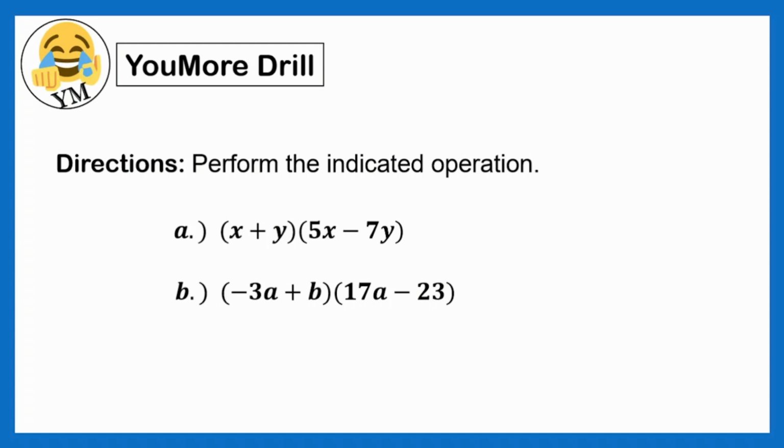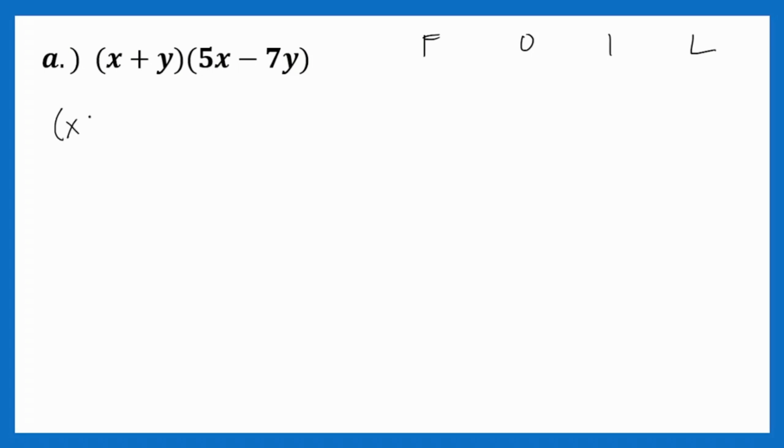Alright, time's up. So, let's answer letter A. Hala, sir, bakit po nag-double variable tayo? So, let's see. Magkakabahan. So, let's do this. Kayang-kaya natin to. First, outer, inner, last, FOIL method. So, let me just copy x plus y, 5x minus 7y. Alright? So, first tayo, let's work on first. X times 5x. So, since 1 lang naman to, so 1 times 5, that is 5. Tapos, x times x, that is x squared.